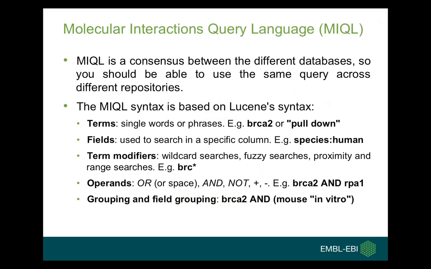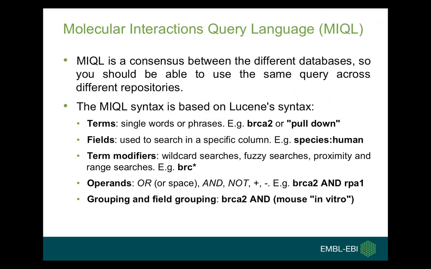In the example, we have BRCA2 and RPA1. That means that we have two sets of results. Only the intersection of both will get it, the BRCA2, RPA1. That's really easy. Everybody that knows how Booleans work, it's easy to follow.